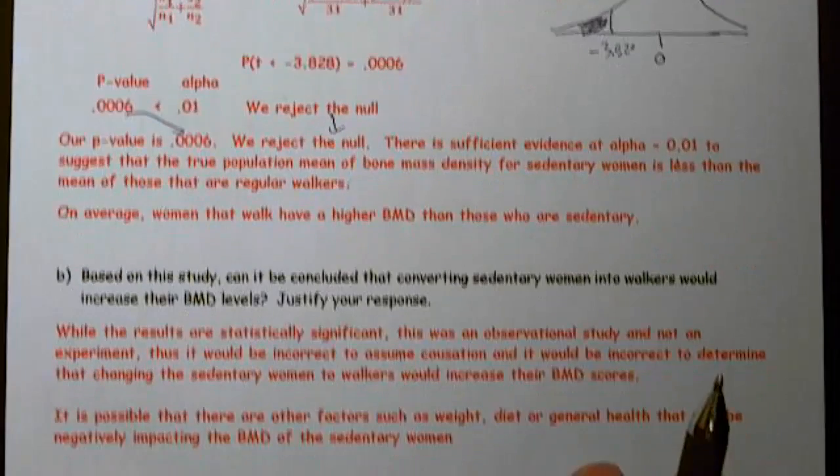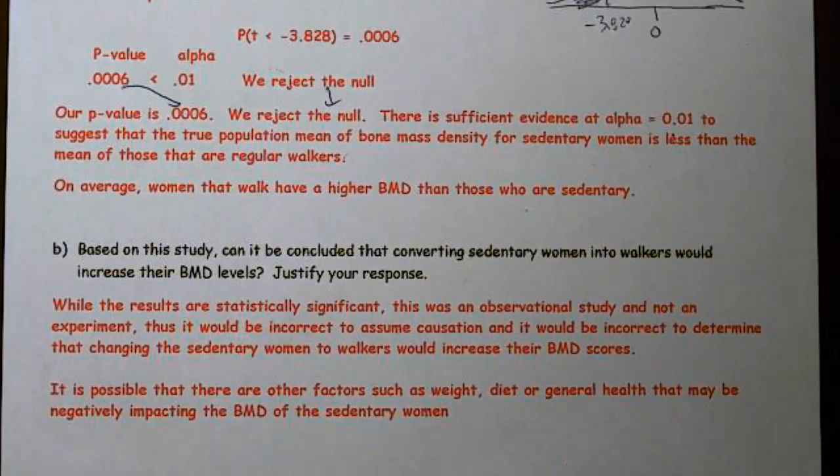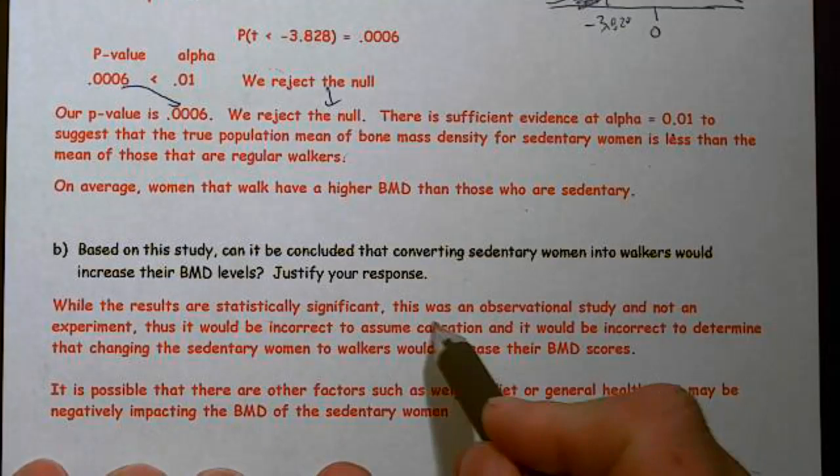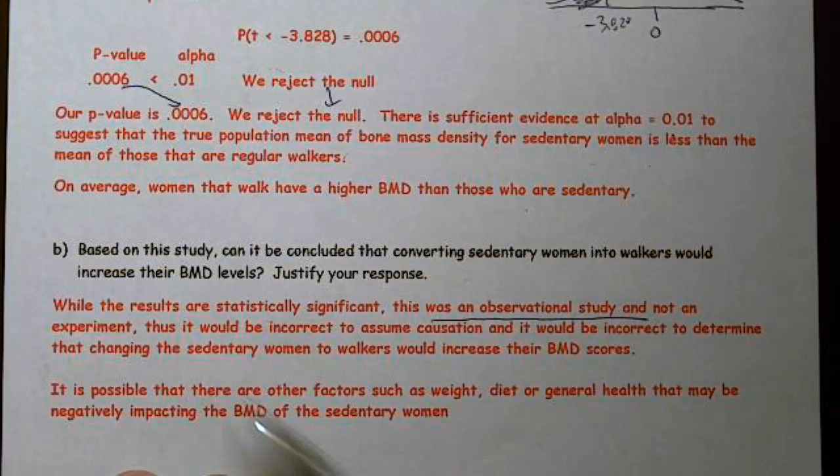And it says, based on the study, can we conclude that converting sedentary women into walkers would increase their BMD? Justify your answer. Well, when we looked at this, we had a significant response. So basically, we know that there's a relationship. Those that walk tend to have more BMD than those who are sedentary. So it seems like you could do that, but that's not what was tested. This was an observational study and not an experiment. Thus, it would be incorrect to assume causation and incorrect to determine that changing sedentary women to walkers would increase BMD.